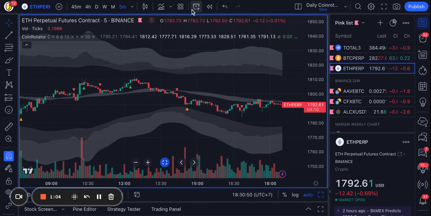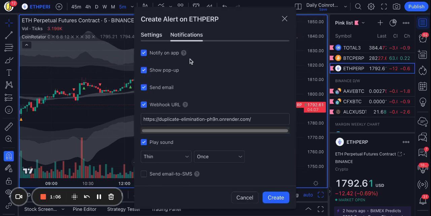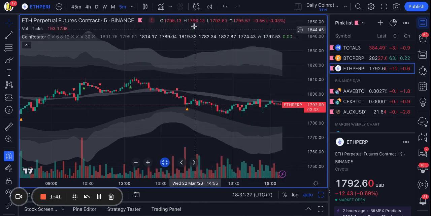You can set those alerts to do many things. You can have them notify you on the app, show a pop-up on your desktop, send you an email, use a webhook. This is for the Discord server that we're doing. And then, of course, you can set up the sound or even send an email to SMS. I think these levels require a pro subscription or a premium subscription. So you'll have to check on that. But I think the basic alert is free, if I'm not mistaken. And that's how alerts work.